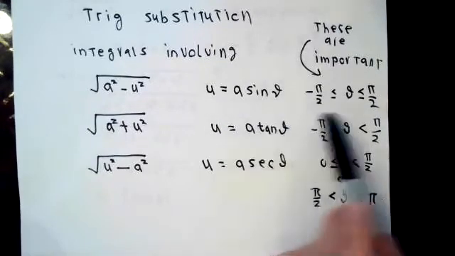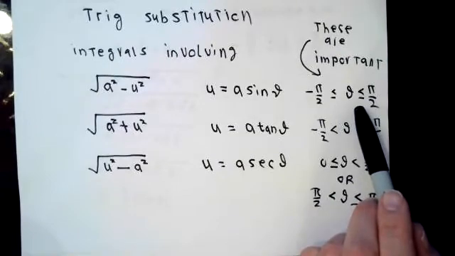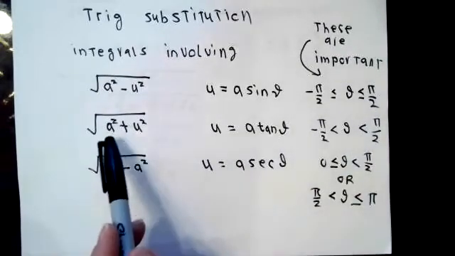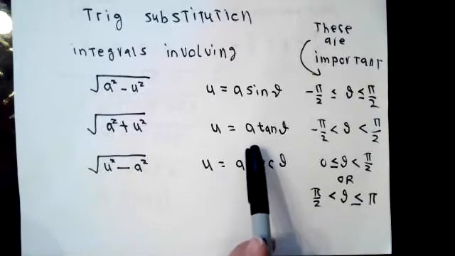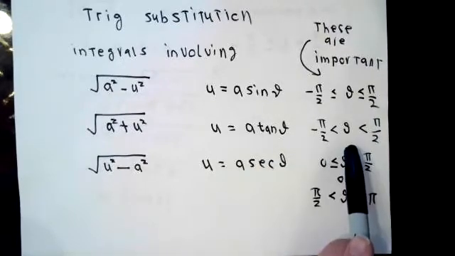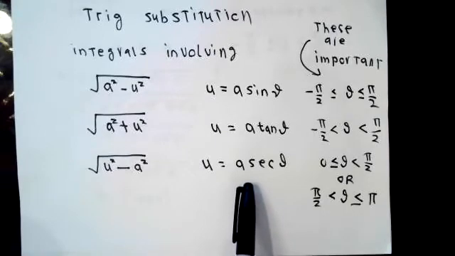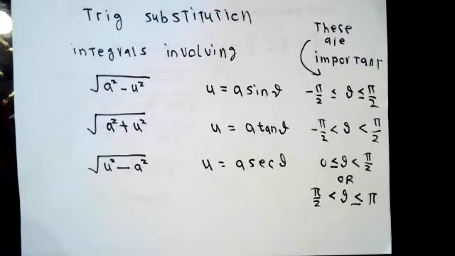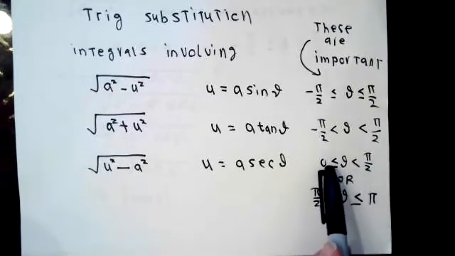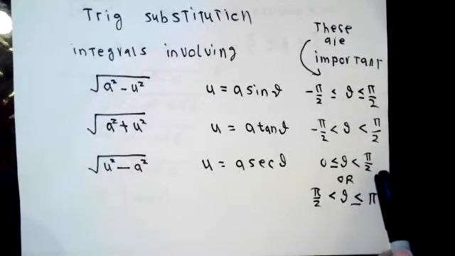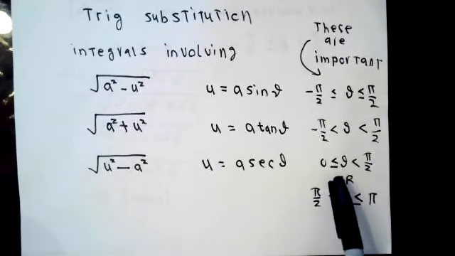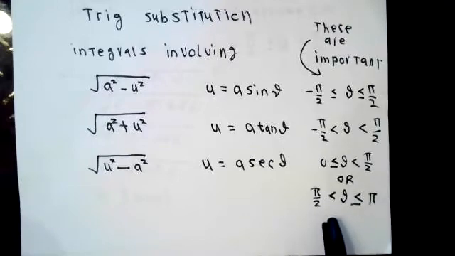u equal a sine theta, where theta is between negative pi over 2 and positive pi over 2. In this case, we'll look at u equal a tangent of theta, where theta is strictly between negative pi over 2 and pi over 2. And we'll look at this one with the substitution u equal a secant theta, where this gets a little tricky. Theta could be as small as 0 and less than pi over 2, or theta could be bigger than pi over 2 and less than or equal to pi.